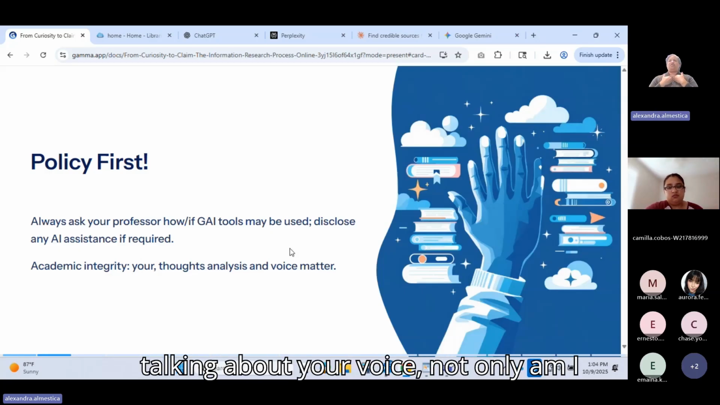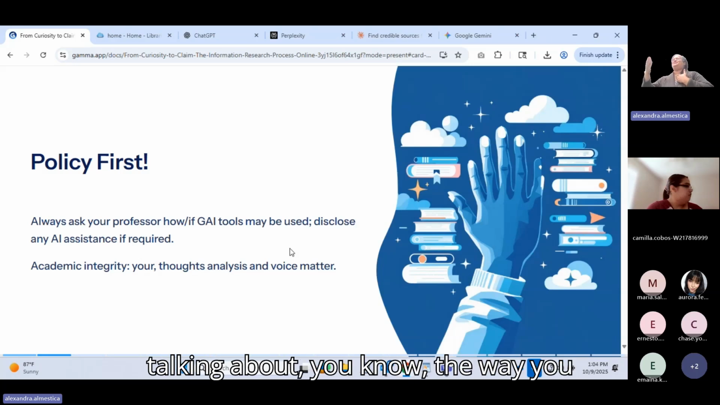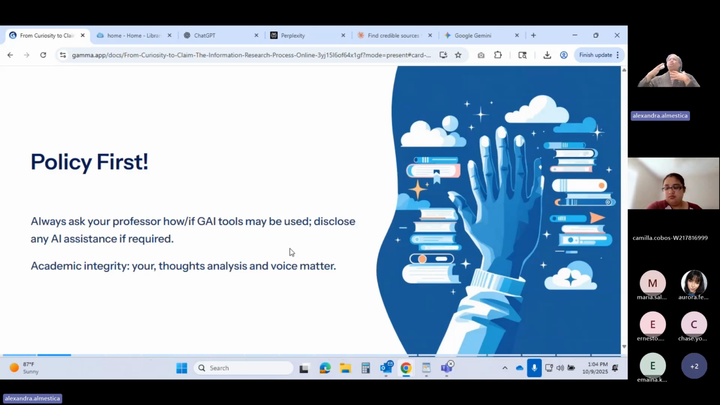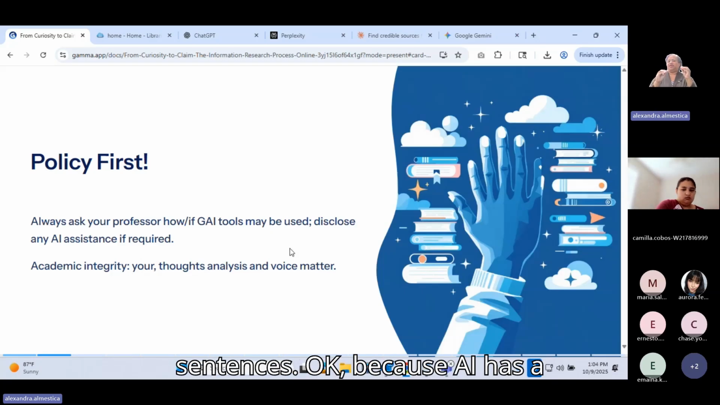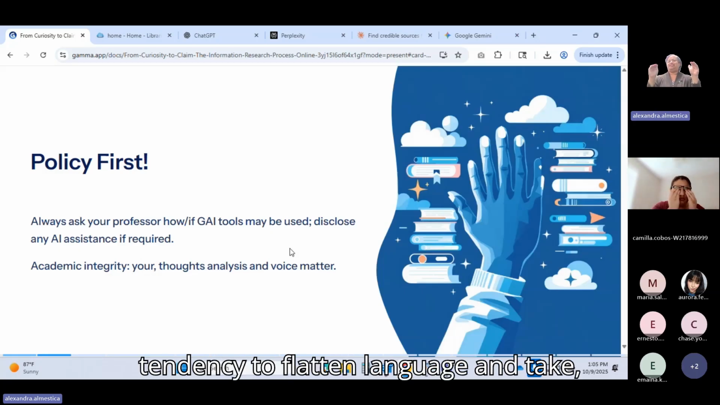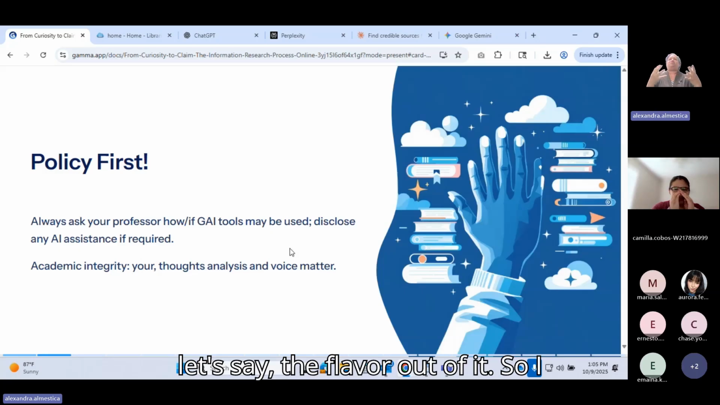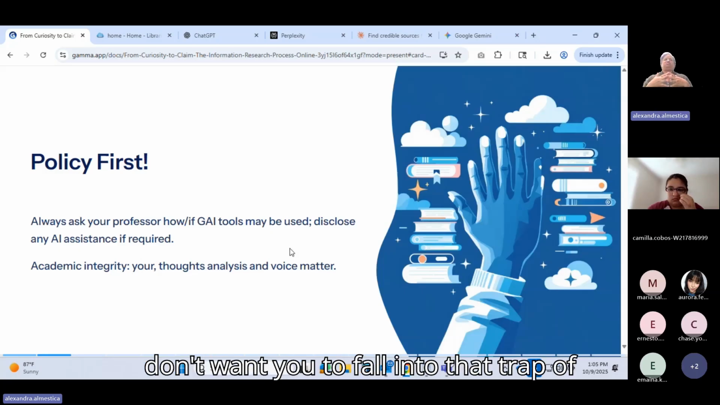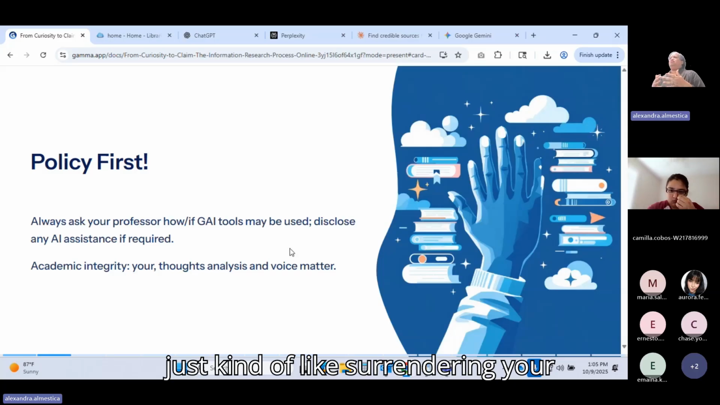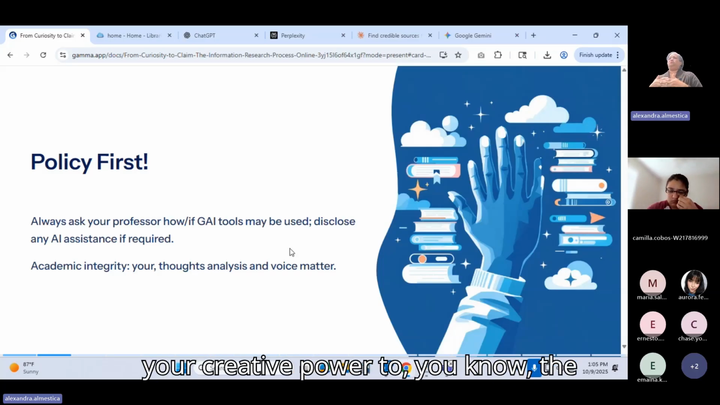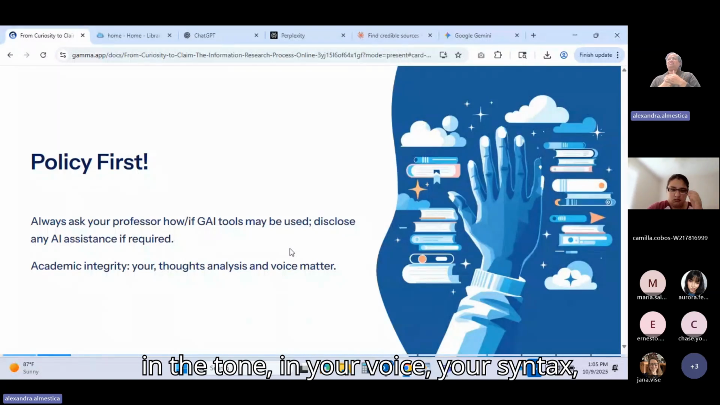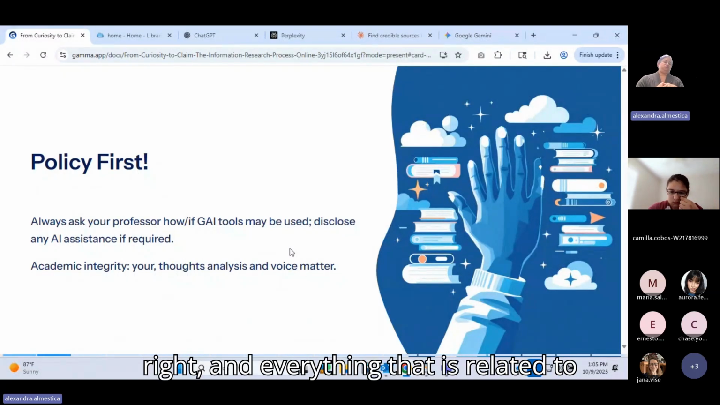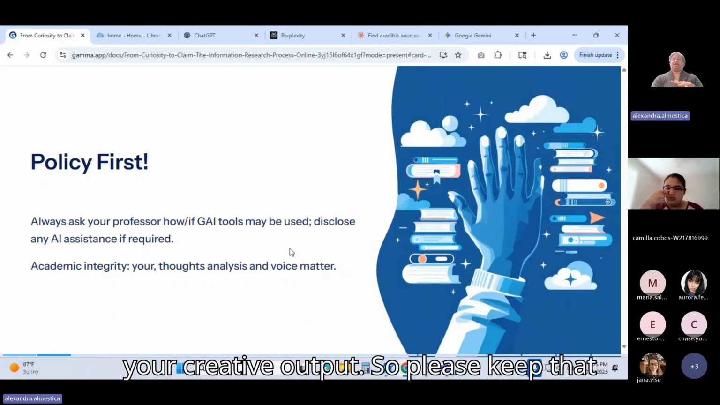And when I'm talking about your voice, not only am I talking about the way you enunciate and pronounce your words, but I'm also talking about the way you think about things and construct your sentences, okay? Because AI has a tendency to flatten language and take, let's say, the flavor out of it. So I don't want you to fall into that trap of just surrendering your creative power to the computer, because you shouldn't do that. You should retain authorship in the tone, in your voice, your syntax, right? And everything that is related to your creative output. So please keep that in mind.